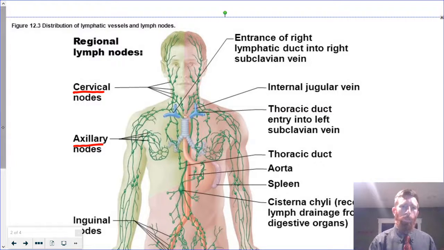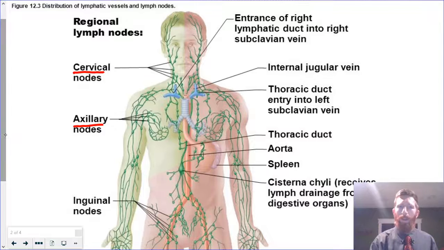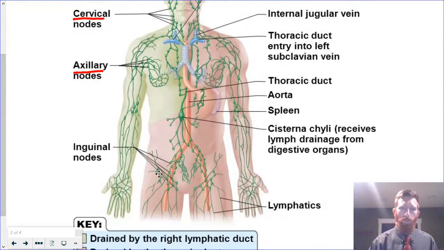Axillary nodes: usually when they're checking for cancer, they'll do a biopsy of an axillary node because it's really close to the surface and easily hidden. So it's a very convenient spot to take a sample to see what's going on in the lymph system. And then we have our inguinal nodes, which are all in the inguinal, pelvic area down there.